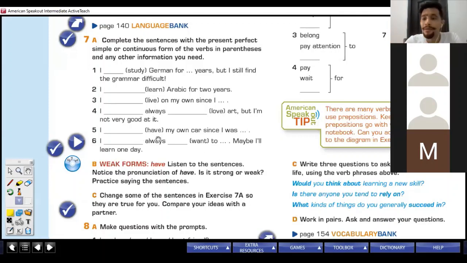Now, what happens here? As I said to you before, here I cannot use the present perfect progressive. Why? Because when I speak about have and I mean possession, there's no way I can use this in a continuous form, only in the simple form. So with the verb have, meaning possession, you cannot use this in the ing form.